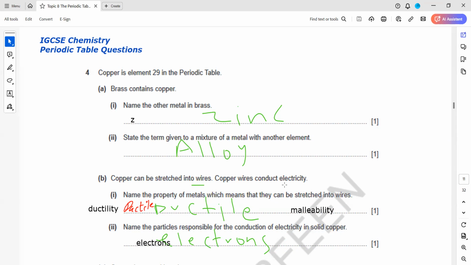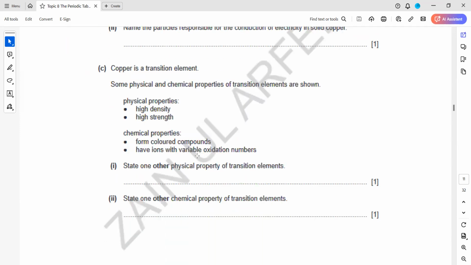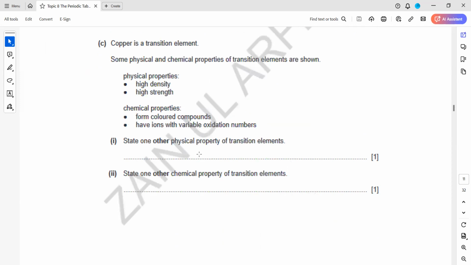Then, name the particle responsible for conduction of electricity in solid copper. A solid metal conducts because of the delocalized electrons. Ductile is the right term. Ductility is the property; ductile is the right term when it's an adjective, so you use that. Copper is a transition element. Physical property: high density; chemical property: forms colored compounds. One other physical property of a transition metal is a high melting point or melting temperature.